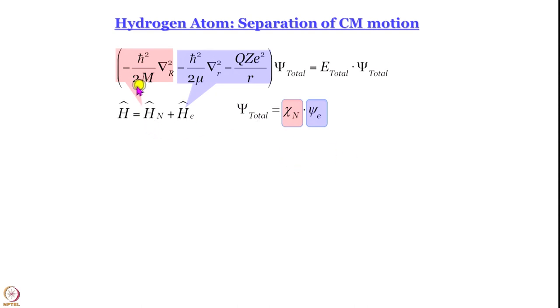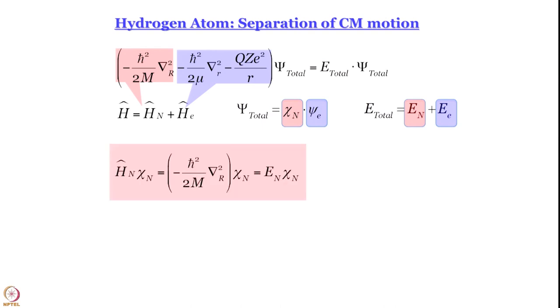So, now see, minus h cross square by 2m del R square will operate on chi n, and psi e is going to be constant as far as it is concerned because it is a different coordinate system. The second one, He, will operate only on psi e. As far as it is concerned, chi n is going to be constant. We have once again encountered it as recently as when we wanted to separate theta and phi for a rigid rotor, remember. So, E total also can be written obviously as En plus Ee. I am not going through the steps of separation of variables because we have done it several times. I hope all of you can do it. If not, please post your difficulty on the forum and we will try to address it.